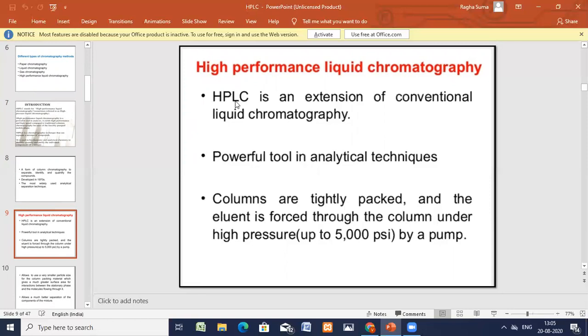With this technique, it is possible to control the solute retention and achieve better selectivity. It is a powerful tool in the analytical techniques. Columns are tightly packed and the eluent is forced through the column under high pressure, up to 5000 psi, by a pump.